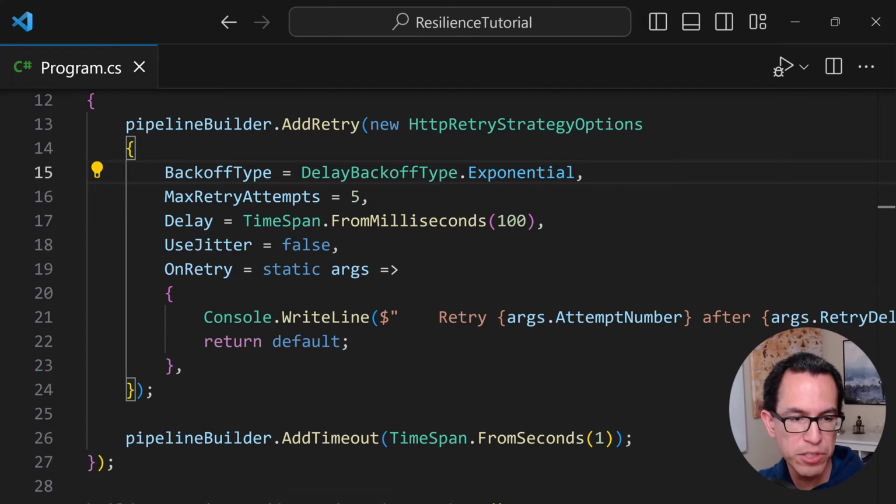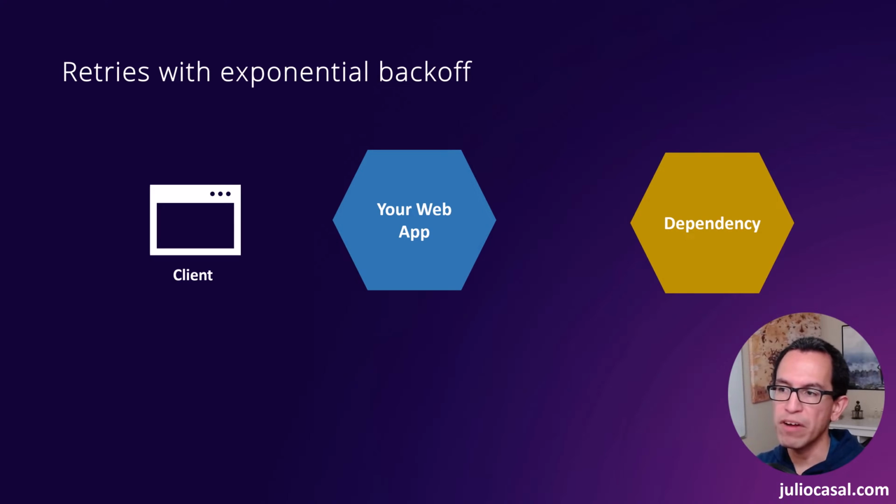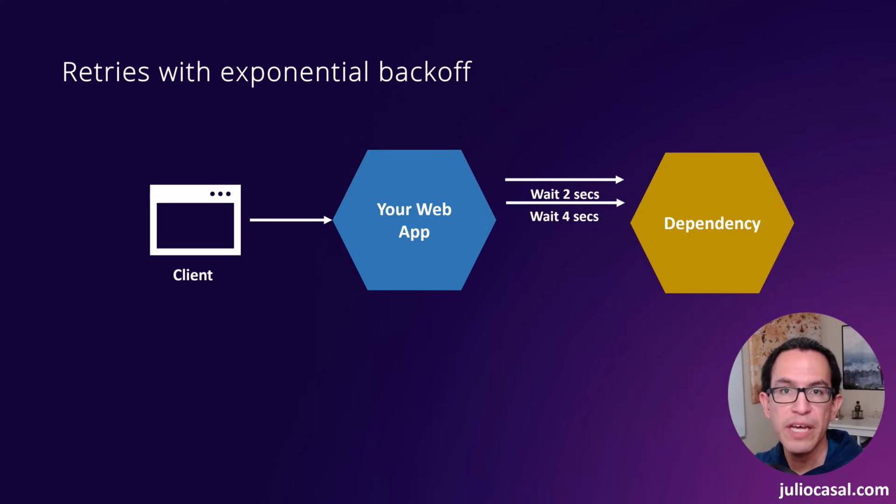Now this pattern, let me show you this very quickly so we understand better. What happens with the exponential backoff is that you have your app and your dependency. The client app talks to your app, and the app talks to the dependency, but it doesn't respond. It's just taking too much time. So we try again, but this time we're going to be waiting not just 2 seconds, we're going to be waiting an exponential time, 4 seconds this time, before we talk to it again.